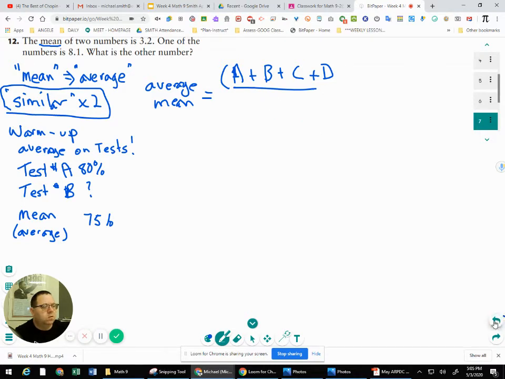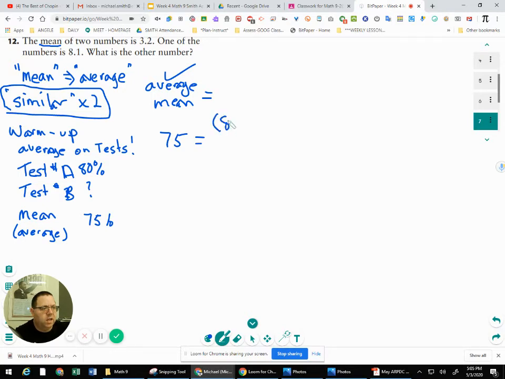Okay. So let's actually fill this in on our warm-up problem. And I'm actually going to stick with A and B because the letters will be less confusing when we start dealing with numbers. So I know what my average is. It's 75%. I know that on test A, I got 80. On test B, I don't know. That's my unknown. And we're dividing by 2 because there are 2 tests. Here was test number 1, and there's test number 2. I've got 2 tests. I'm going to divide by 2.